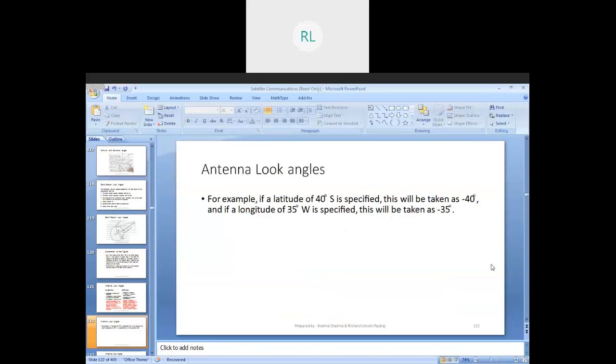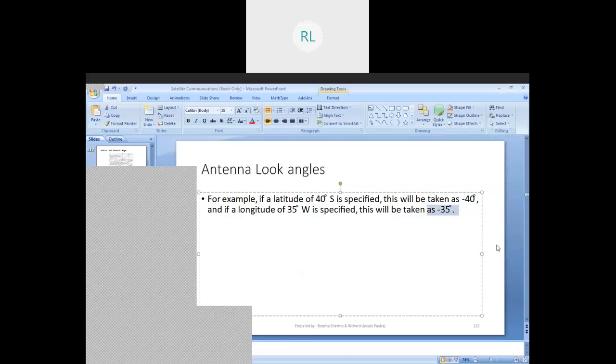Fine. Now you can have questions like this. Calculate the antenna look angles. For example, they will give you 40 degrees south. If I give you like this, then you should take it as minus 40 degrees. I hope you all are understanding, right? Whenever there is a south and whenever there is a west, I will be taking minus. So that's the concept of your longitude and latitude.